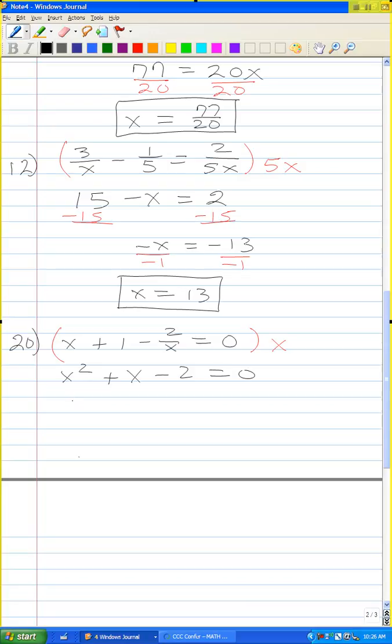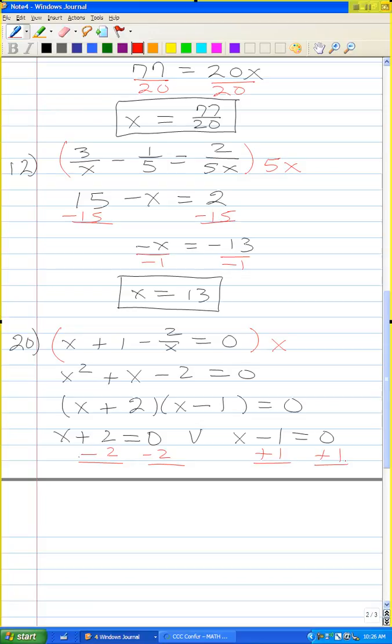Now, factor. It's a monic polynomial, so I can factor this easily. Bring down the plus, times minus. I want to find two whole numbers whose product is 2 and whose difference is 1. Well, 2 and 1. Set each factor to 0 and solve for x. Subtract 2 from both sides. Add 1 to both sides. And so x is equal to negative 2. x is equal to positive 1.